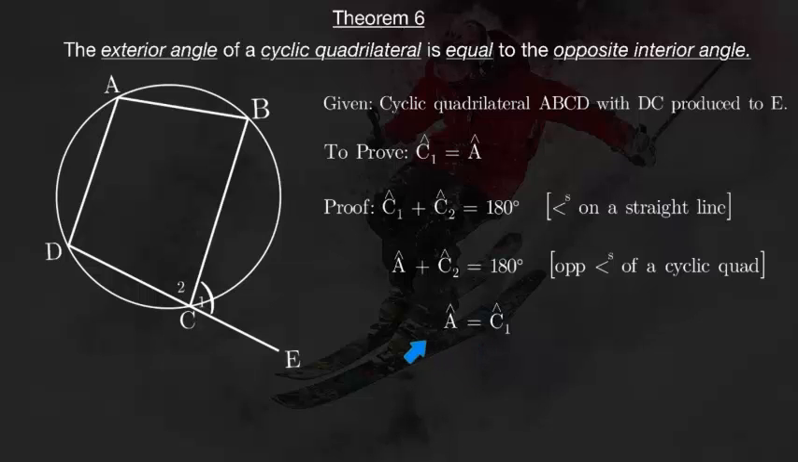And now, if we have this type of quadrilateral, a cyclic quadrilateral with an exterior angle, we know that this exterior angle is equal to the opposite interior angle, and then we use this as our reason: exterior angle of a cyclic quad. Now let's go and look at a quick example.